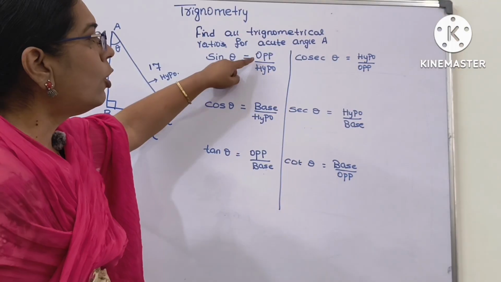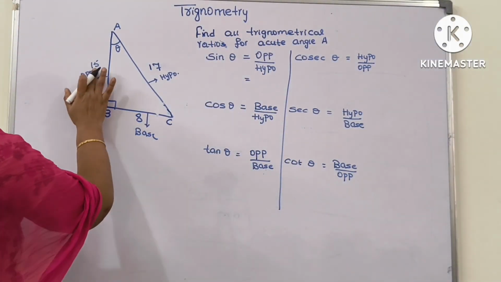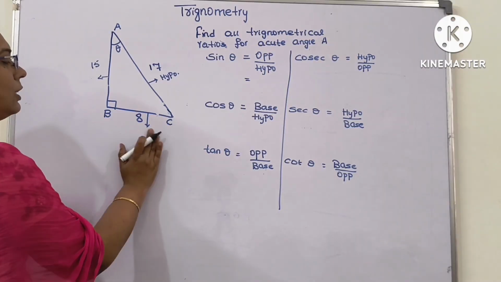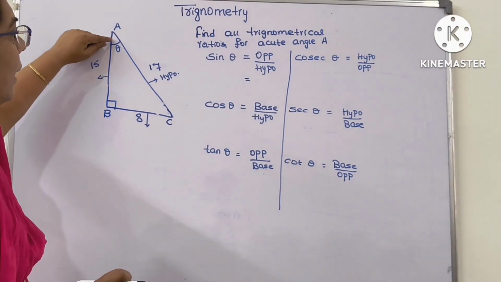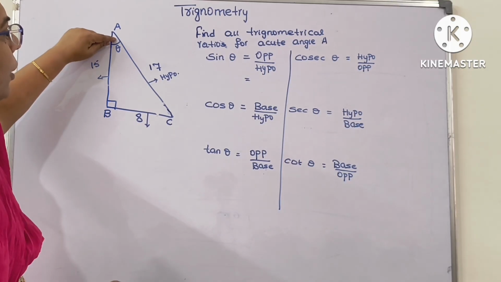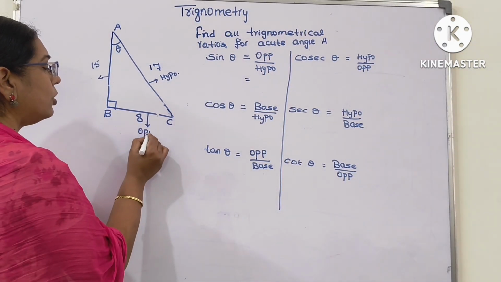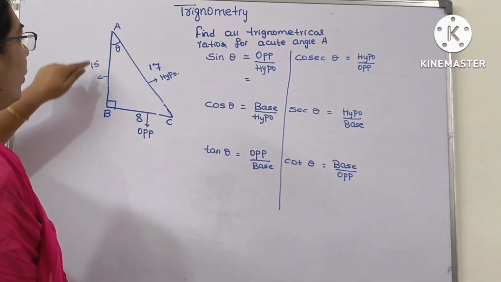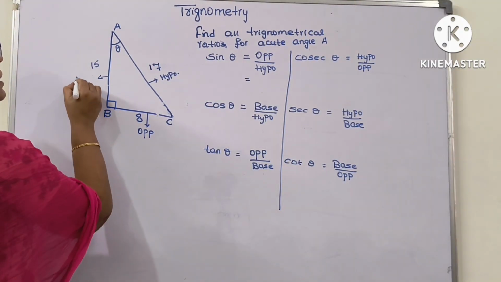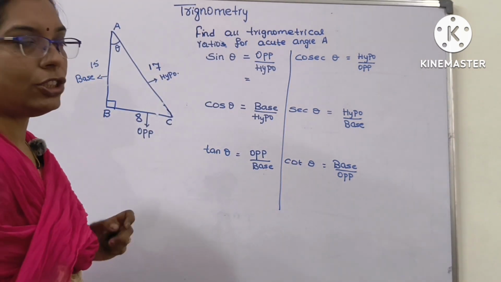Ratio will remain the same. Opposite by hypotenuse. But which is the opposite? Now I will have to change all these things. Why? Because I have to name them according to angle A. From angle A's point of view, which is the opposite side? BC. So this becomes your BC. From angle A's point of view, AB becomes your base and AC remains hypotenuse, unchanged.